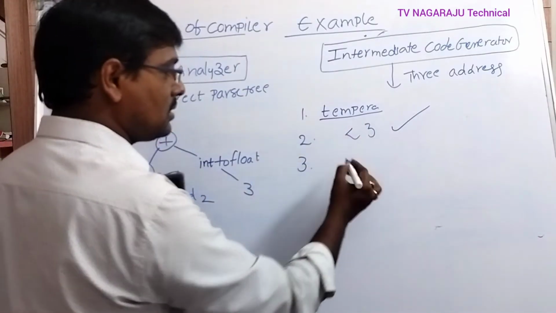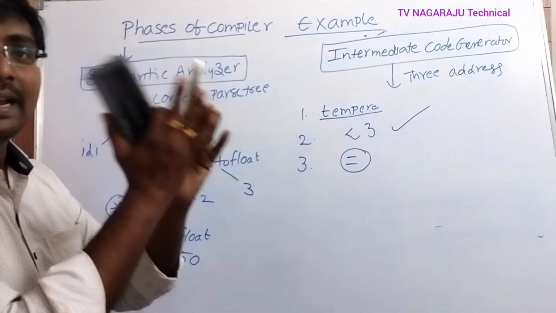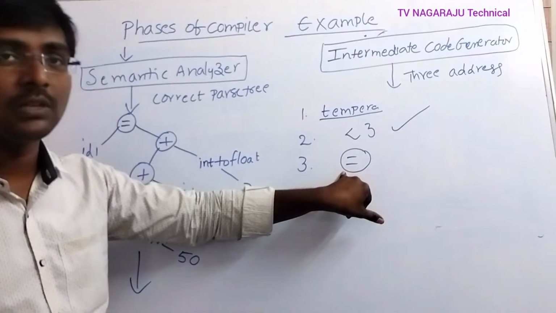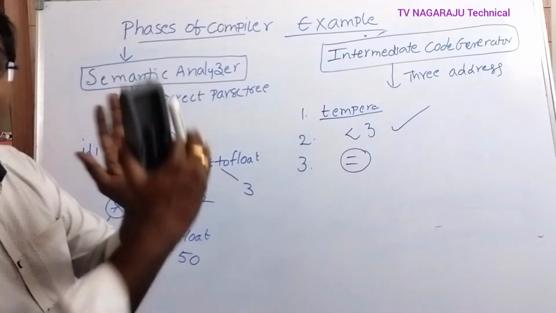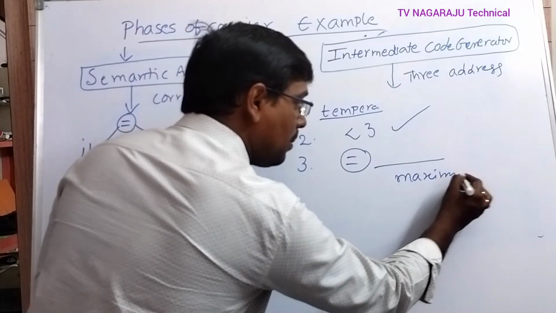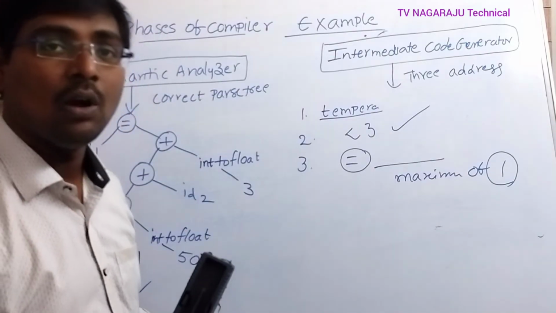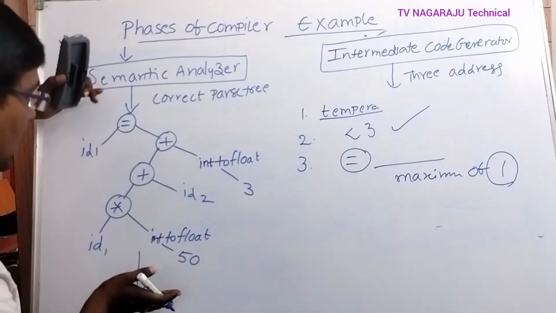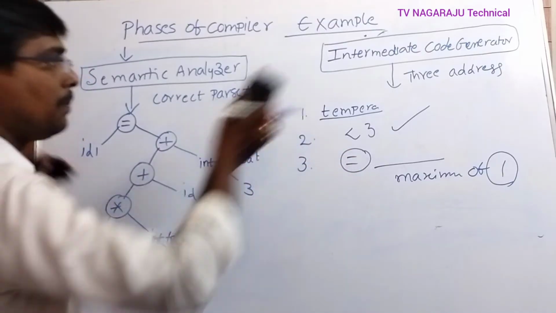One more thing: if an expression contains an assignment operation, the right-hand side contains a maximum of one operator. This is the most important thing. If an expression contains an assignment operator, the right side of the assignment operator can contain a maximum of one operator. That is, it can use either 0 operators or 1 operator. Other than that, it is not allowed. Now, for this annotated parse tree, or correct parse tree, we are generating the intermediate code using 3 address format.